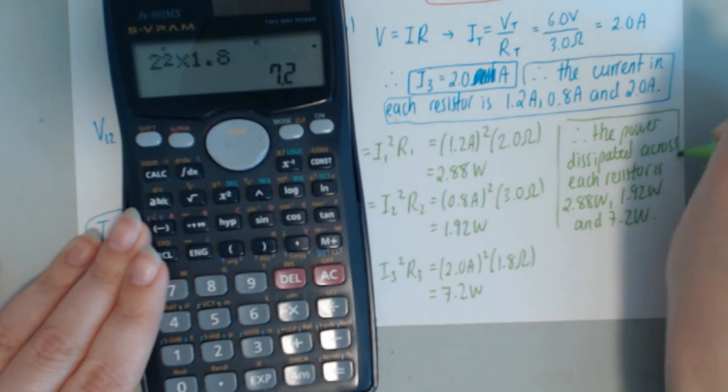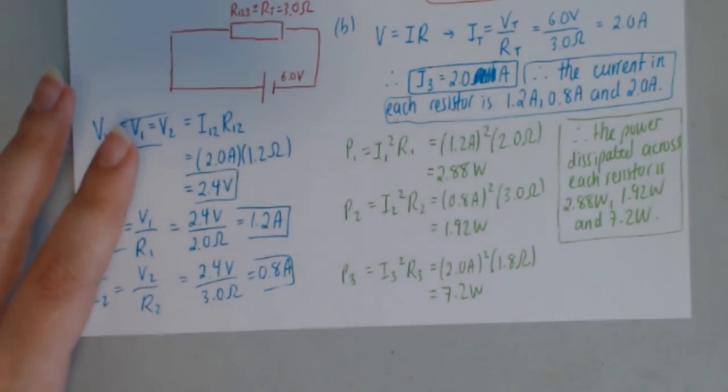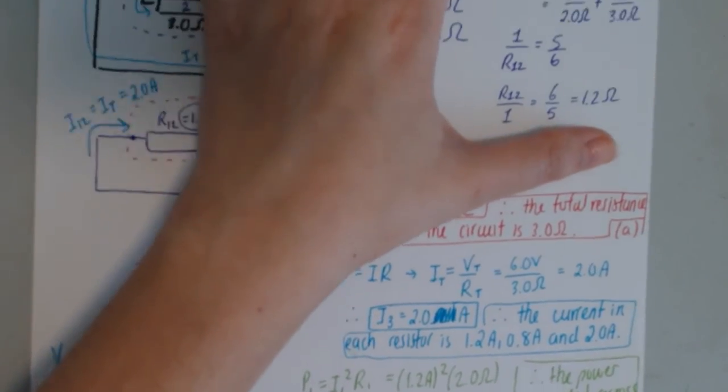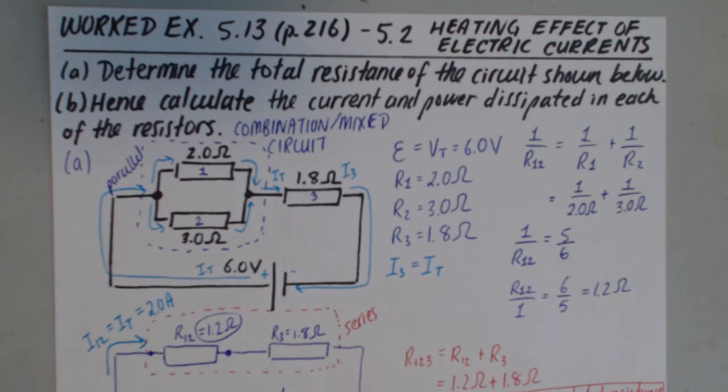And of course, depending on the problem, if it asks us to round to a certain decimal place, we can do that too. All right, so that's it for this worked example. Stay tuned for one more worked example in section 5.2.